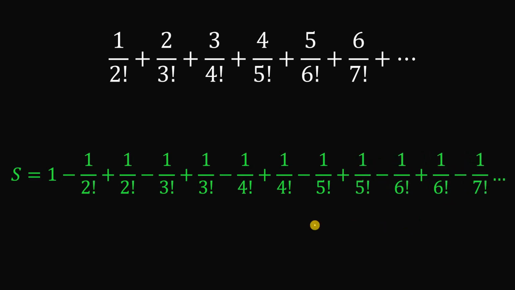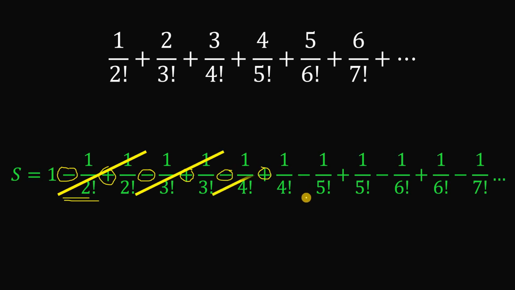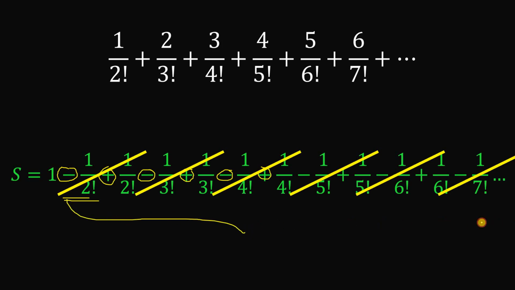One thing to notice here is very important. We have negative 1 over 2 factorial plus 1 over 2 factorial. We have a negative and a positive, so this is just 0. We have negative 1 over 3 factorial and positive 1 over 3 factorial. This is again 0. Negative 1 over 4 factorial, positive 1 over 4 factorial. This is also 0, and all of these are 0. Therefore, all of this until infinity is equal to 0.